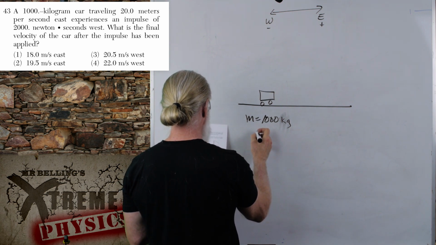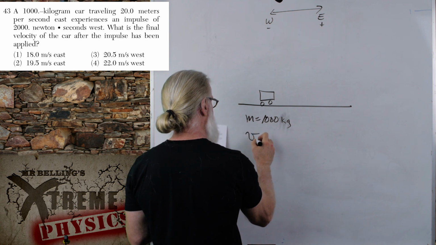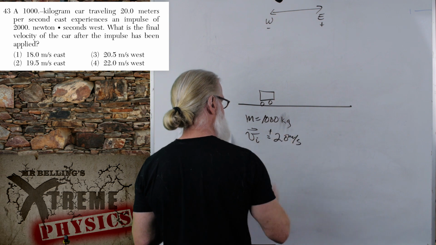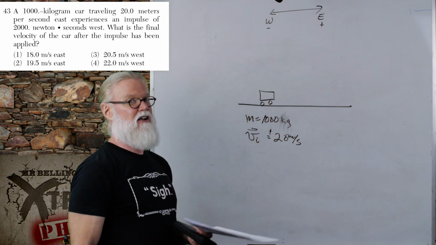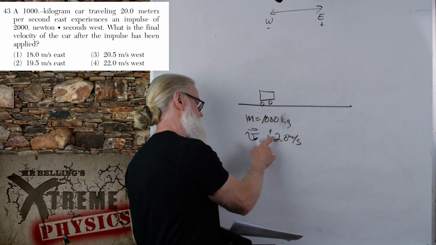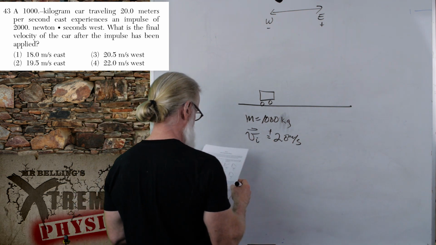It's traveling 20 meters per second east. So velocity initial is 20 meters per second, and that's positive. East is positive. Whenever you got these impulse things, you better take into account direction. So I'm going to make sure that I'm thinking positive, negative.